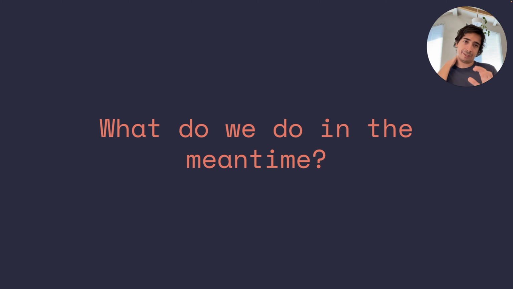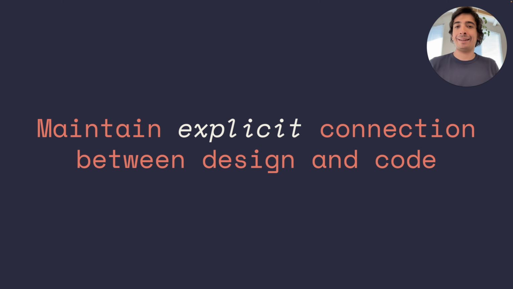Even though what I'm going to suggest now is a pretty manual solution, there's something we really need to do before we even start thinking about automating this thing, and that's to maintain an explicit connection between components in design and components in code. If there is a primary button in your design file and the same primary button in your code base, you have to make sure that both are referencing each other. Today, you can do this in a few different ways.